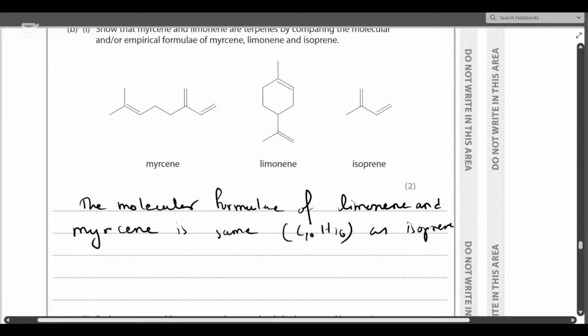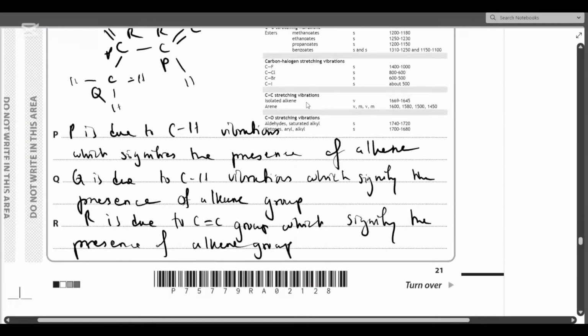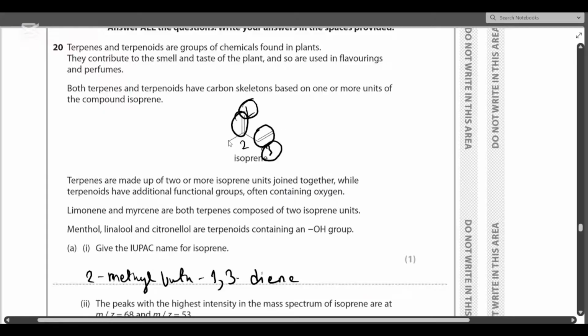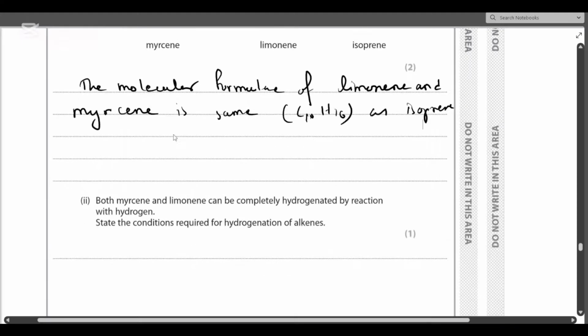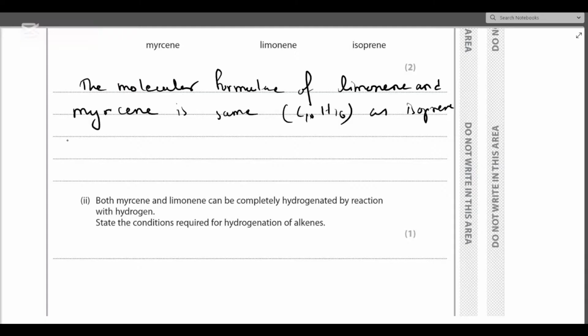So we can easily say that the molecular formula of myrcene and limonene is twice that of isoprene. So they are terpenes, because in the previous part of the question they said that limonene and myrcene are both terpenes composed of 2 isoprene units. If there are 2 isoprene units, since the molecular formula of myrcene and limonene is twice that of isoprene, hence we can conclude that they are terpenes.